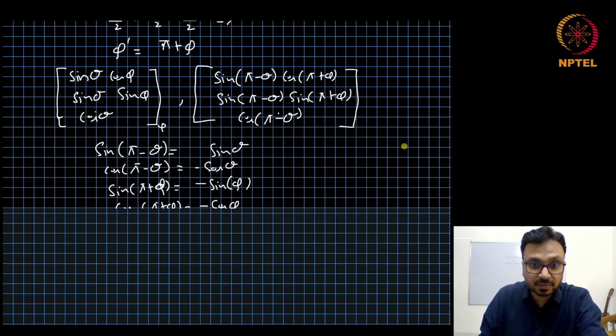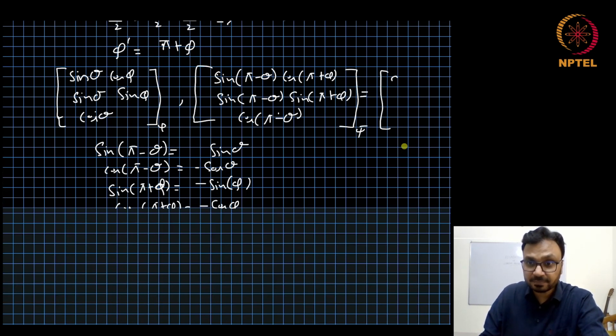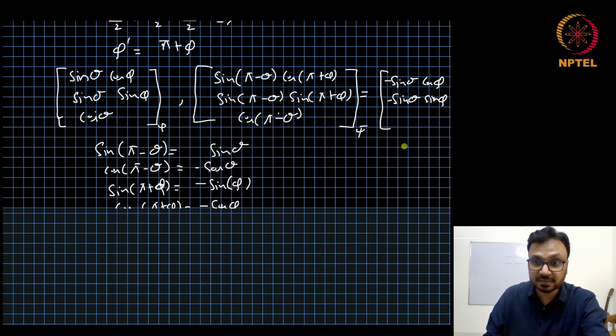We substitute these in the Bloch vector corresponding to psi bar. We get sine of pi minus theta is sine theta, and cos of pi plus phi is minus cos phi. Sine is sine, again sine but with a minus sign, and cos of pi minus theta is minus cos of theta, which is nothing but minus the vector corresponding to psi.